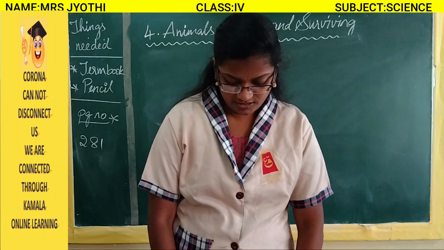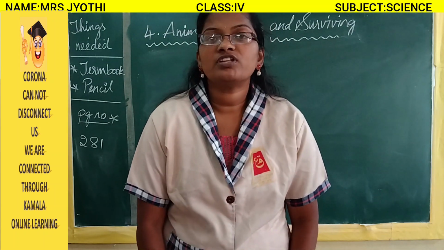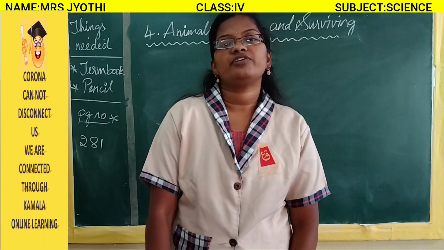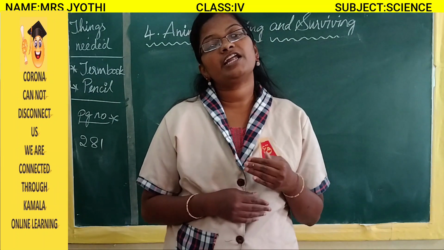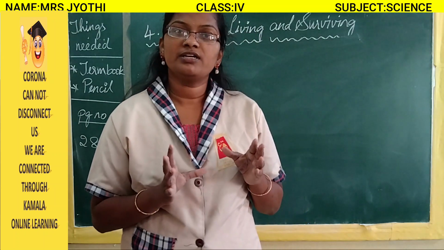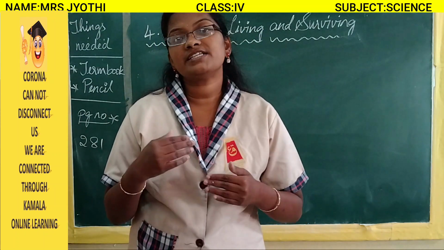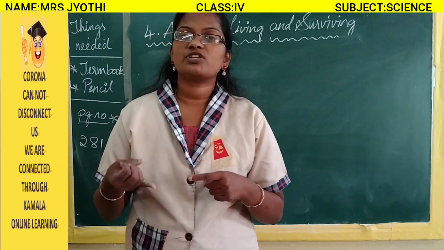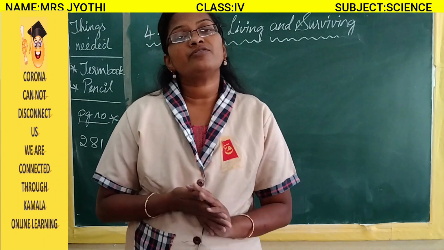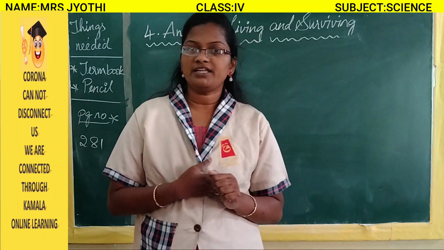Okay, so we are in lesson 4, that is Animals Living and Surviving. Based on where they live, animals adapt themselves to live in a particular place. That is called its habitat. According to these habitats, there are 5 different types: terrestrial, aquatic, amphibians, arboreal and aerial animals.